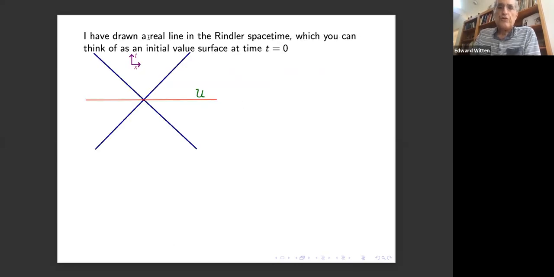So I've here drawn a real line in the Rindler spacetime. You can think of it as an initial value surface at time 0. So everything you can observe in this Rindler wedge came from initial data on the right half of the initial value surface. And everything you can observe over here came from initial data on the left half of the initial value surface.